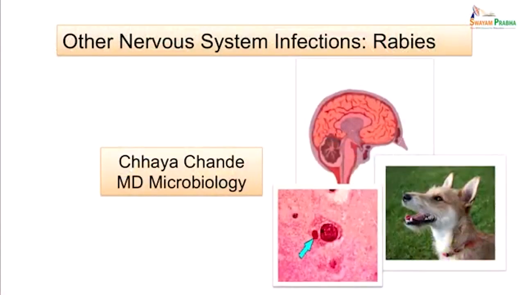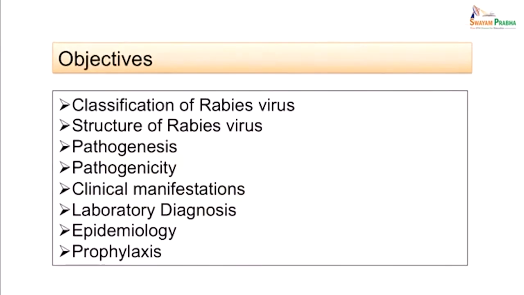So, in this session, we are going to discuss rabies virus with the following objectives. At the end of the session, you will be able to classify rabies virus, describe the structure of rabies virus, describe pathogenesis and pathogenicity of rabies virus, clinical manifestations and laboratory diagnosis of rabies, epidemiology and prophylaxis of rabies.